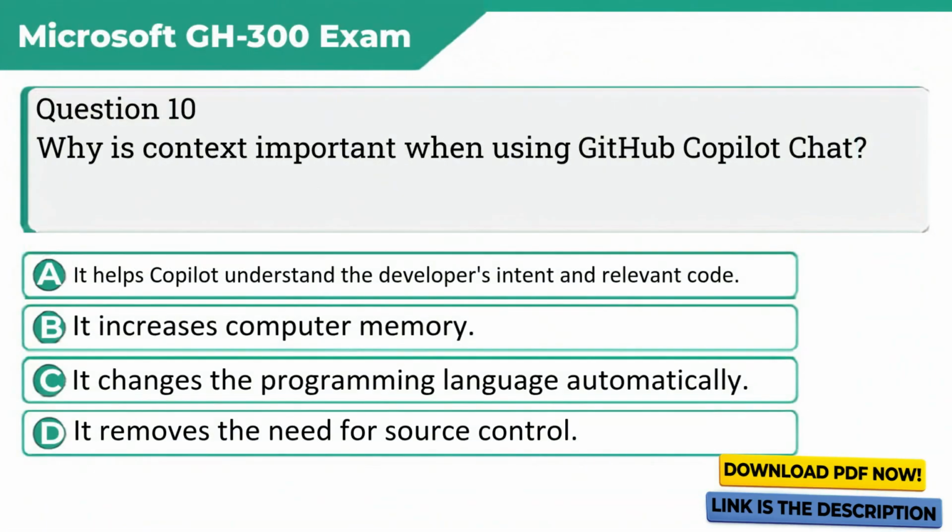Question 10. Why is context important when using GitHub Copilot Chat? A. It helps Copilot understand the developer's intent and relevant code. B. It increases computer memory. C. It changes the programming language automatically. D. It removes the need for source control.